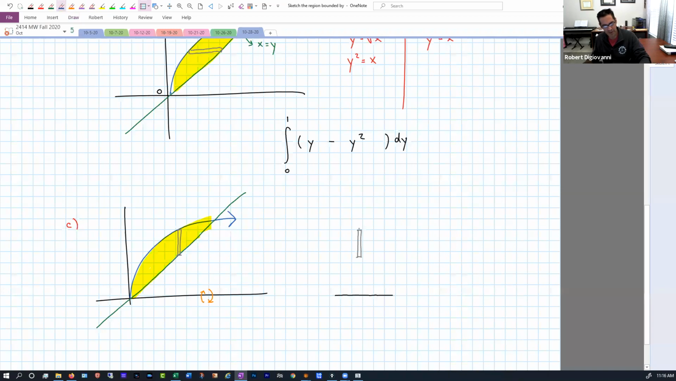And then I also like to label the top curve. I have colors, so it's easier for me to label these. I have the blue one on top and the green one on bottom. But if you wanted to, you could label those by saying, okay, that one is the square root of x, right? And this one right here is just x.